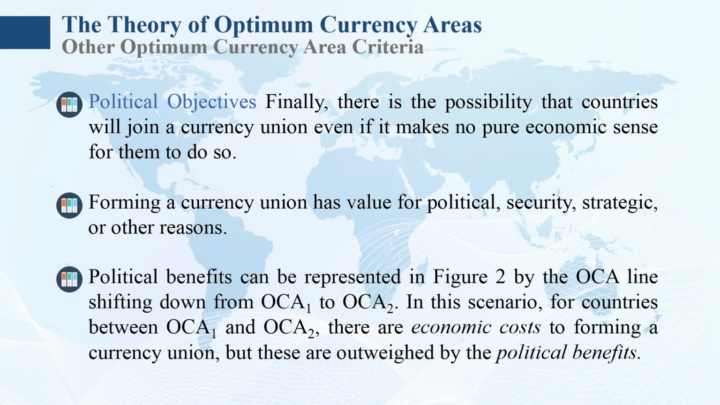Political benefits can also be represented in Figure 2 by the OCA line shifted down from OCA 1 to OCA 2. In this scenario, for countries between OCA 1 and OCA 2, there are economic costs to forming a currency union, but these are outweighed by the political benefits. The political dimension has played a significant role in EU and Eurozone history.